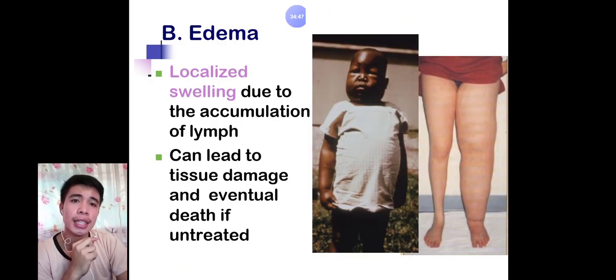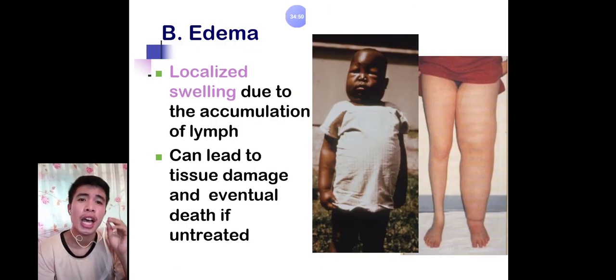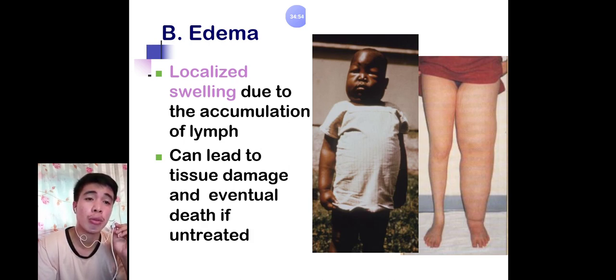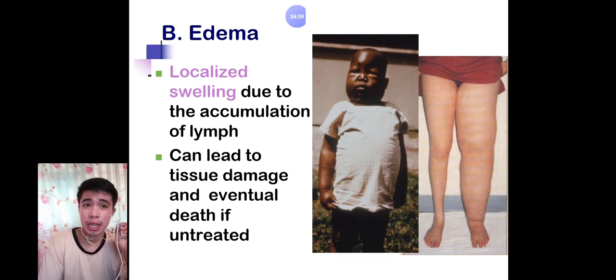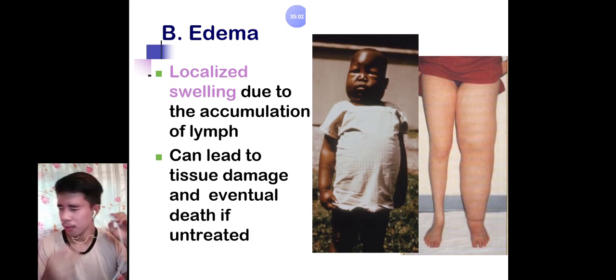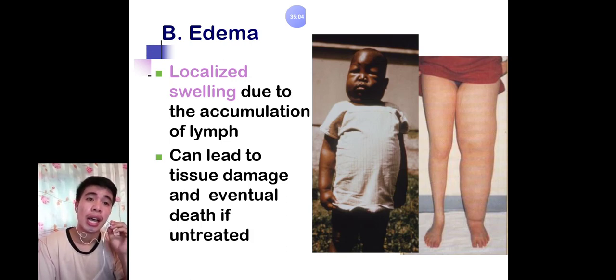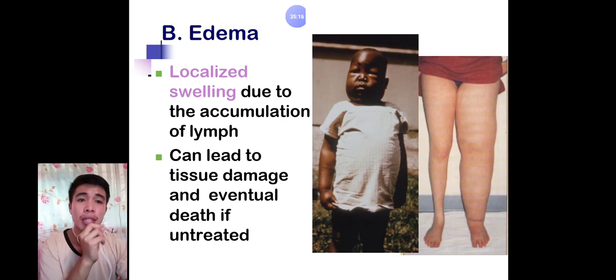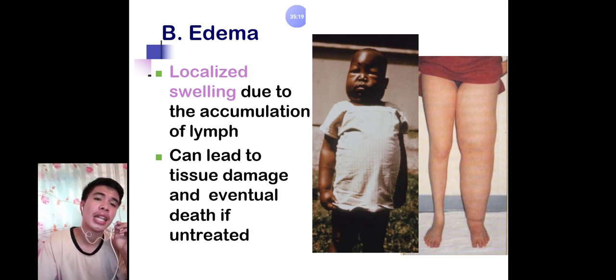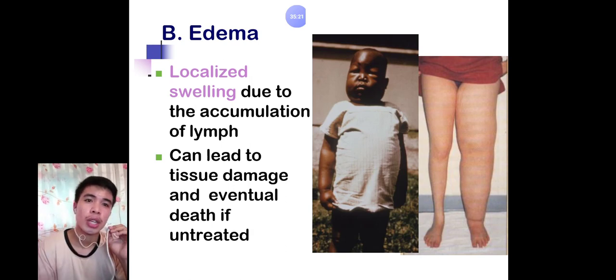So next is edema. So what is edema? Localized swelling due to the accumulation of fluid. So this is the swelling of our feet at the ankle, and of our hands. The cause is fluid trapped in the tissues in our body. So that can cause edema. It can lead to tissue damage and eventual death if untreated. So you can die if we don't treat it early.